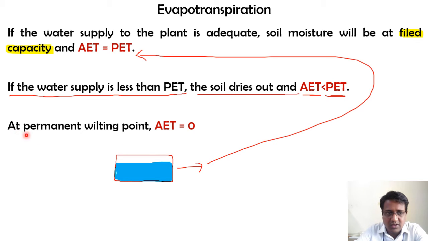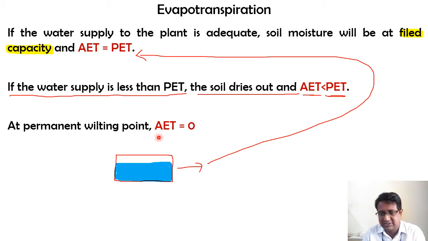Now the third sentence is at permanent wilting point, which we have seen in the previous class. At permanent wilting point, your AET will be equal to 0. Your actual evapotranspiration will be 0. The reason being, at permanent wilting point, your plants are going to die off. They are not going to extract any water, or generate any food, or grow anything, right? So at that point of time, there is no way for transpiration to occur from these kinds of plants.